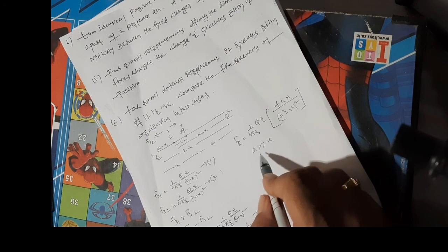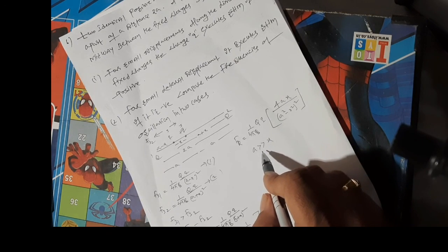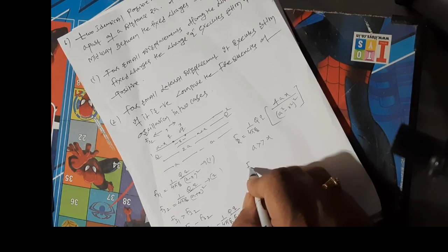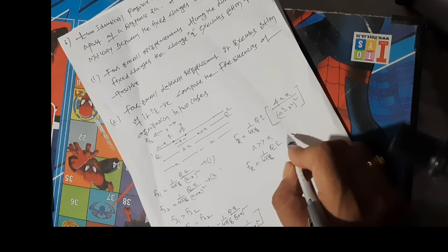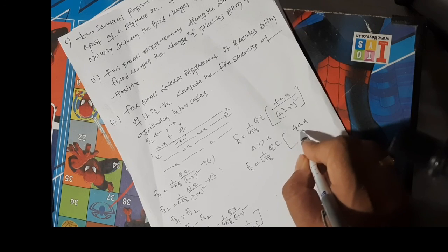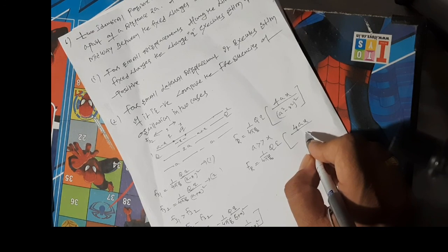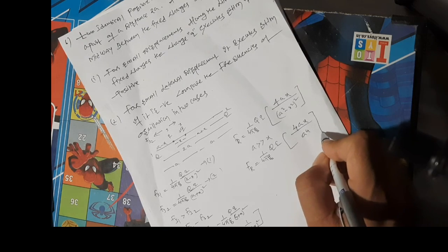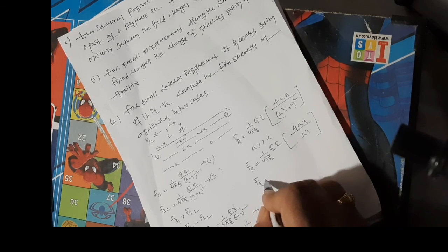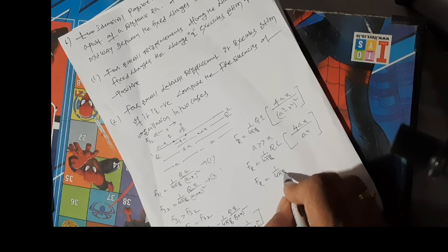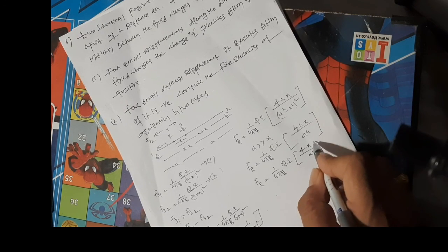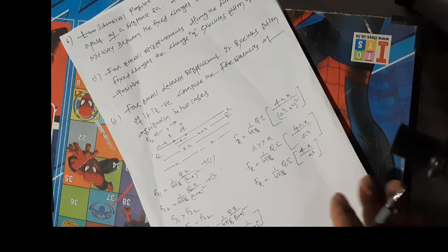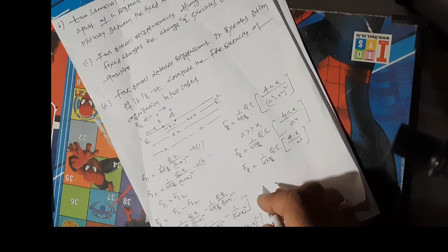So here a is greater than x, that means x can be neglected. So F resultant is equal to 1 by 4 pi epsilon naught Q into q. Here we get 4ax divided by a to the power of 4. So F resultant is equal to 1 by 4 pi epsilon naught Q into q, 4x divided by a cube. Right.